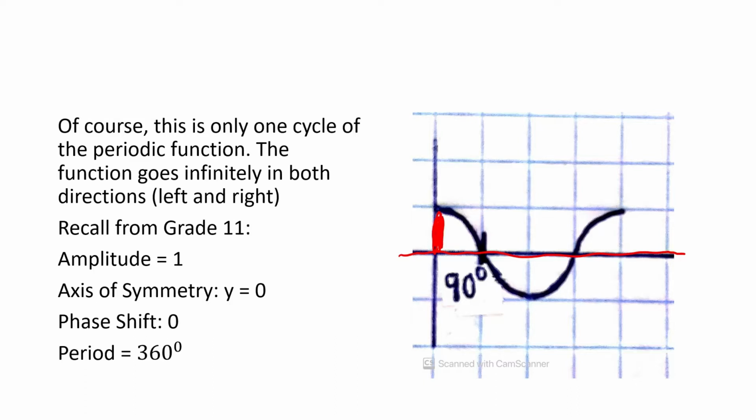When we draw the initial cycle of this, we say the phase shift is 0 because the x value of that first point is 0. And the period of this is 360 degrees. What that means is if we go 360 degrees, we get to the end of one cycle, and then we'll repeat it with the next cycle.